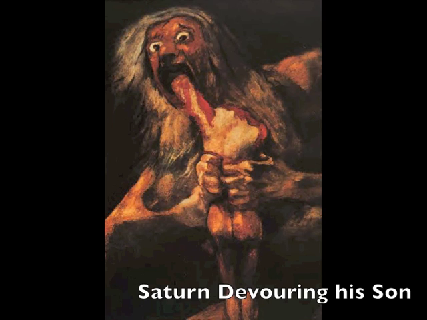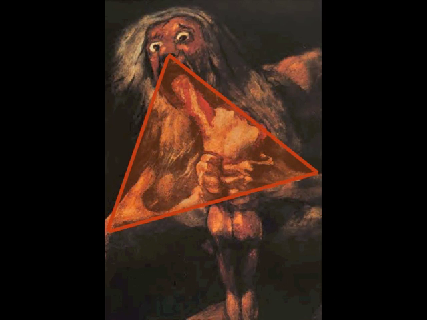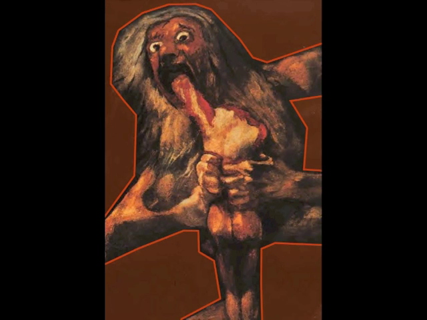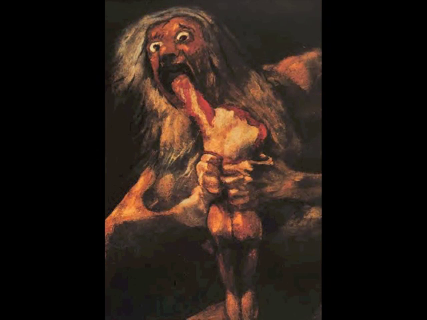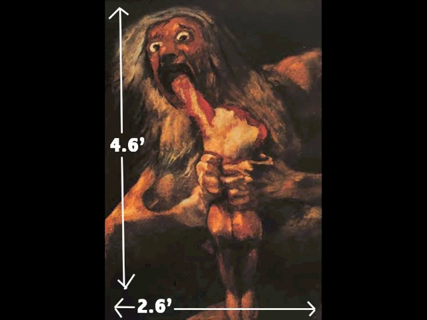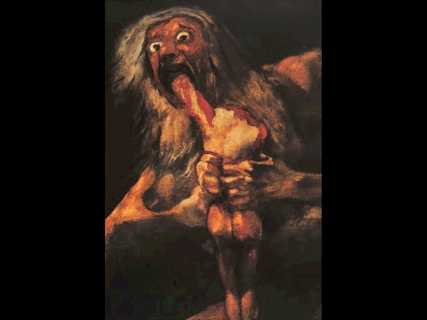Saturn Devouring His Son. When I look at this piece, I see this triangle composition between the mouth and the arms and the body. It's just this horrific image with a lot of negative space all around the body. Goya actually painted this on the wall of his house. You can see brown, reds, and tan colors in this painting. It's one of the 14 black paintings, fairly small at 4.5 by 2.5 feet.